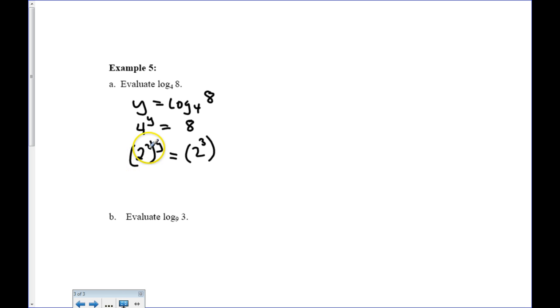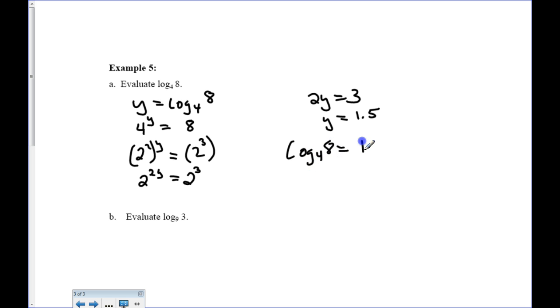So, when I have a power of a power, I can now write this as 2 to the 2y equals 2 to the third. You're multiplying when you have a power of a power. So I can now write this as just 2y equals 3. So y is going to be 1.5. Our final answer is log base 4 of 8 equals 1.5.